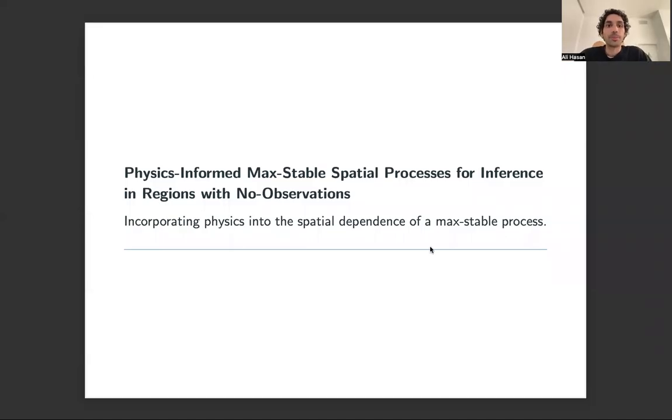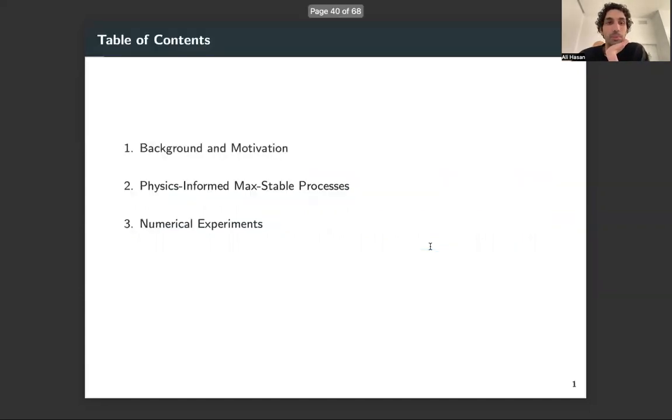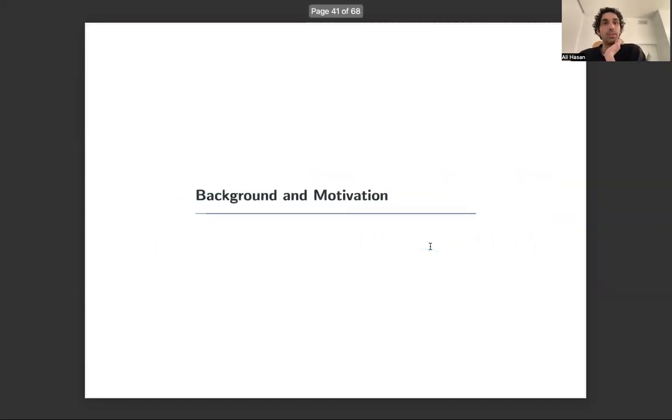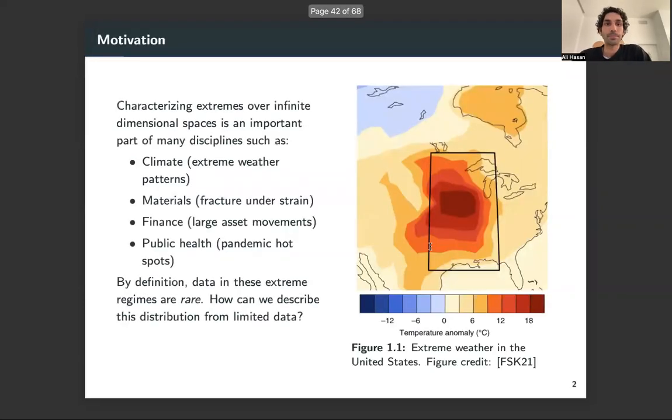Hi everyone, I'm here to present our third project, which is on physics-informed max-stable spatial processes for inference in regions with no observations. In this project, we're interested in incorporating the underlying physics of a phenomenon into the spatial dependence of a max-stable process. To start off, we're going to have some background and some motivation.